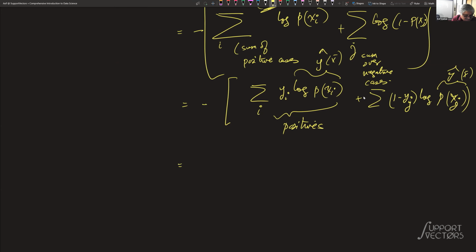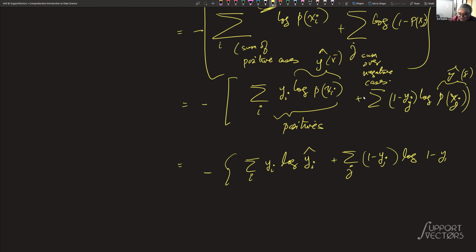And so this is also written as minus the sum over i of yi log yi hat, plus the sum over j, for negative cases, of 1 minus yj times log of 1 minus yj hat.